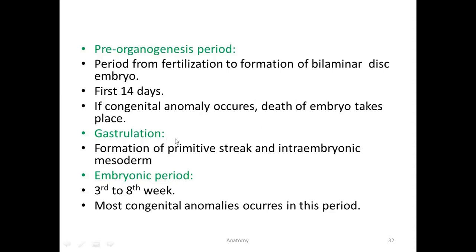Then gastrulation. We have already seen the formation of the primitive streak, intraembryonic mesoderm and endoderm. That phase is called gastrulation. When the embryo is passing through the gastrulation phase, one should understand that these cells are getting formed within the developing embryo. Then the embryonic period: from the 3rd week to the 8th week is called the embryonic period, and most congenital anomalies occur in this period.